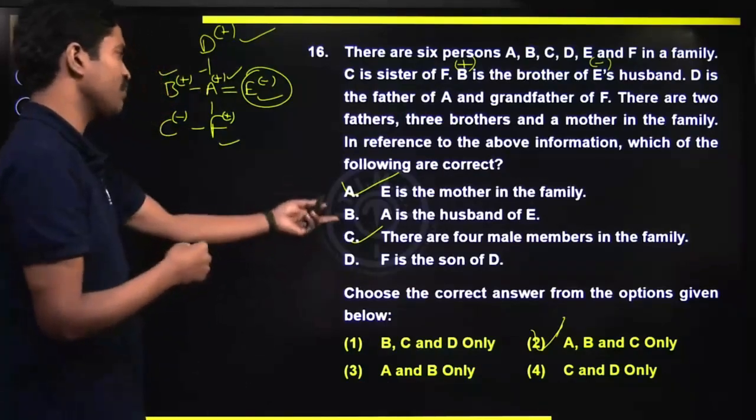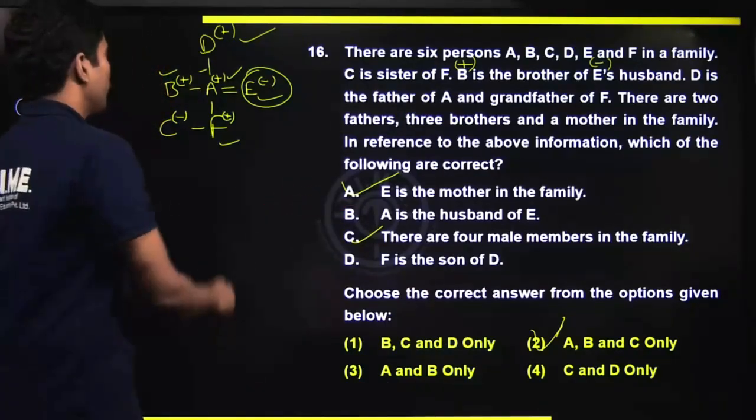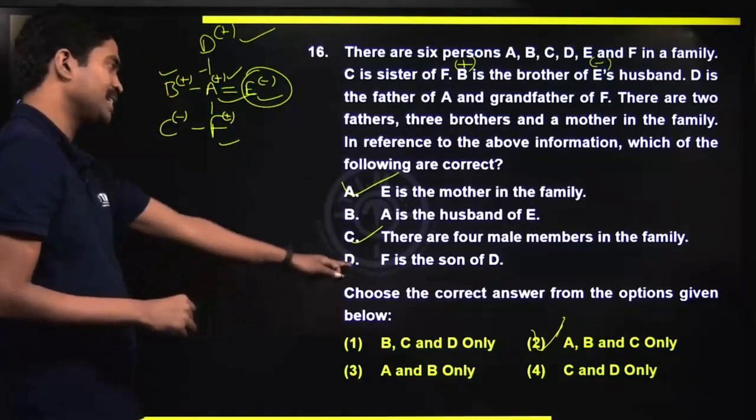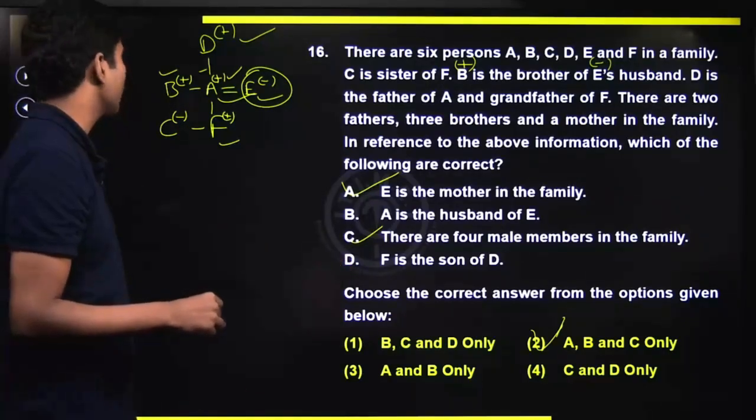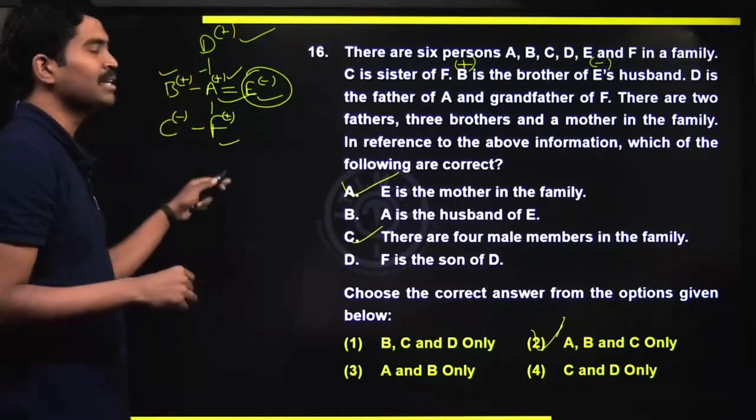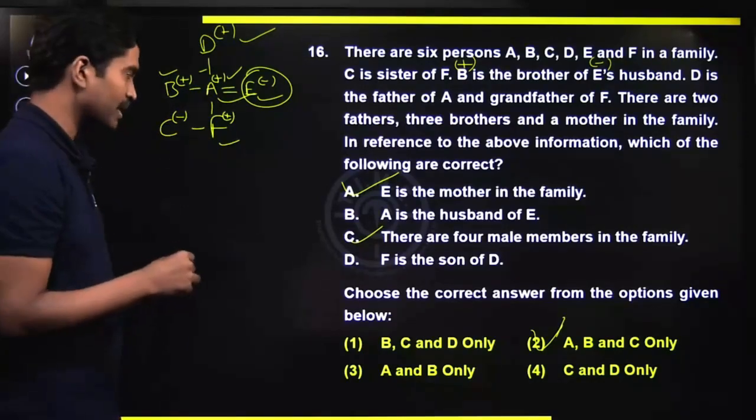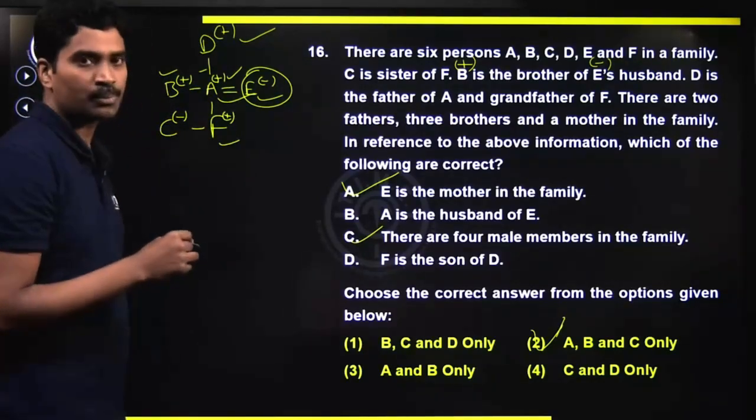Just in case, what was B? A is the husband of E. Yes, A is the husband of E. What's wrong with D? F is the son of D. No, F is the grandson of D. This was already mentioned in the question, right? A, B and C only, that's option 2.